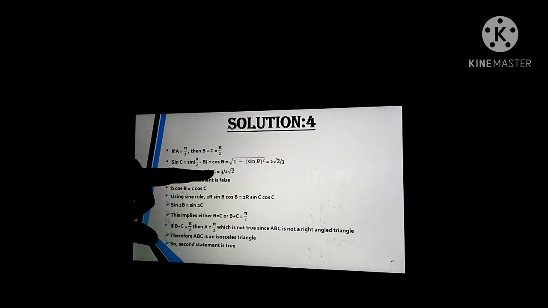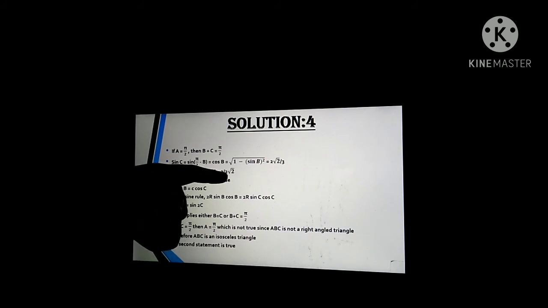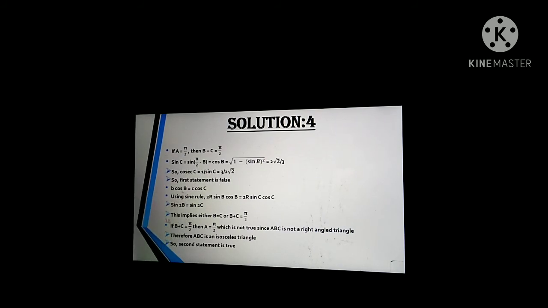So cosec C is the reciprocal of that. Cosec C is 1 upon sin C, so the reciprocal of this term will become 3 by 2 root 2. But in the first statement here it is given that cosec C is equal to 3. Right? So this is wrong, because cosec C is coming out to be 3 by 2 root 2. Therefore the first statement is false.